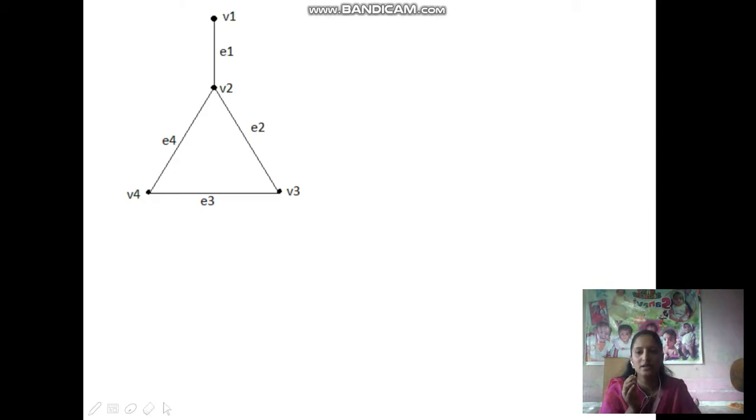Now look at this figure. Here on vertex V1 there is only one edge incident, E1. So degree of vertex V1 is 1. For the vertex V2, the edge E4 and the edge E2, that is two edges, are incident on the vertex V2. Therefore degree of vertex V2 is 2. Here degree of vertex V3 is also 2. Degree of vertex V4 is also 2. Clear the idea about degree of vertex?